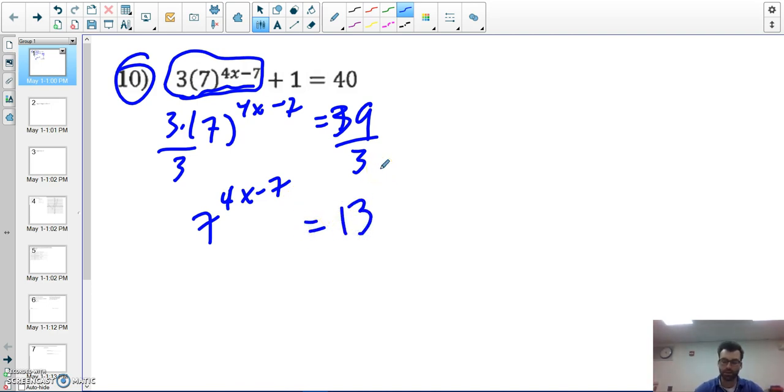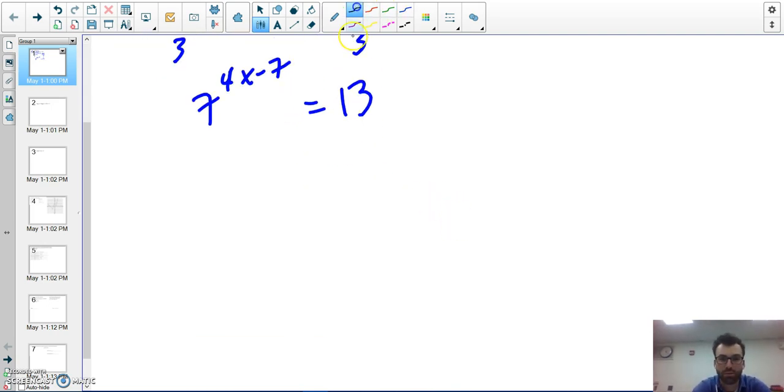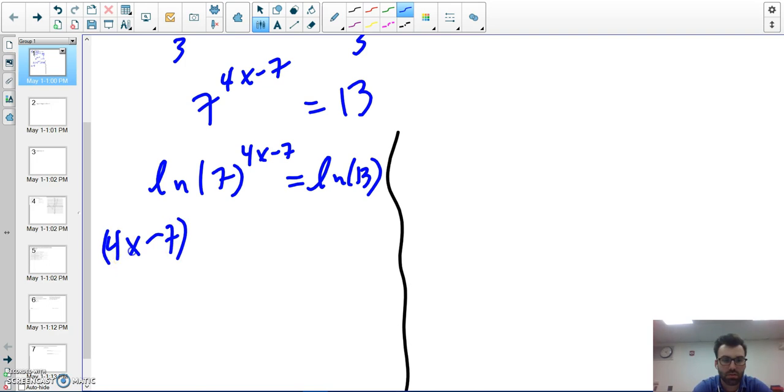Now there are 2 methods for doing this. I'm going to show both. One method, and I believe this is how it was taught in the videos, is like this. Take the ln of both sides: the ln of 7 to the 4x minus 7 equals the ln of 13. By the properties of logs, if I have an exponent within a log, I can move it down to the front. So I have 4x minus 7 times the ln of 7 equals the ln of 13.